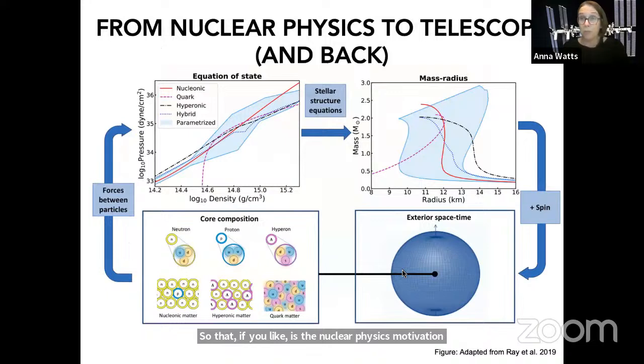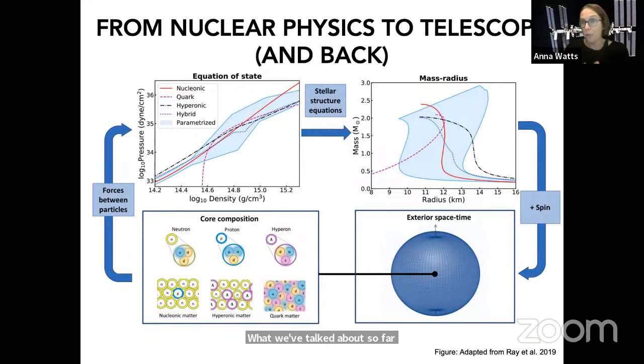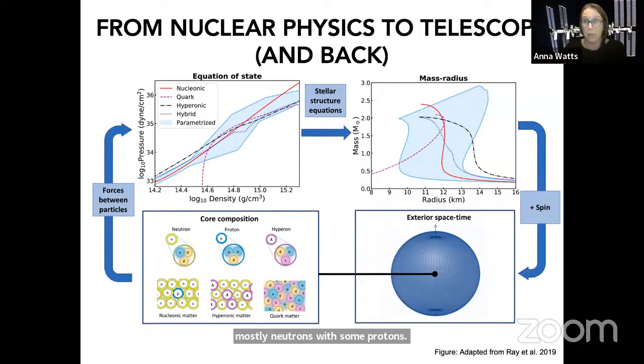So how do we, as astronomers, produce something that can actually connect back to this nuclear physics picture? Well, the entire chain of logic that we follow is summarized in this diagram here. What we've talked about so far is the stuff in the bottom left. So the uncertainties, for example, in the types of particles, the core composition that you find in this supranuclear density environment. Are we just dealing, for example, with nucleonic matter, mostly neutrons with some protons? Again, very hard to test in the laboratory. Could we be dealing with hyperons, perhaps 10% hyperons in the core of the star? Are we dealing with deconfined quark matter?